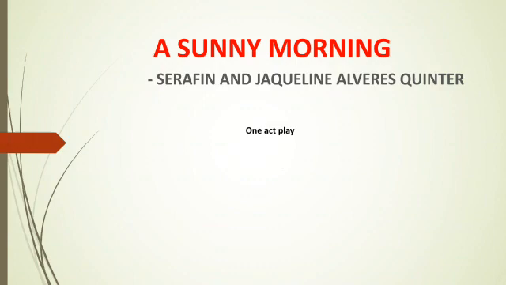The next text, the fifth text, is a one-act play written by Serafin and Joaquin Alvarez Quintero, two Spanish brothers known as the Golden Boys of Madrid Theatre, and they were celebrated playwrights of the early 20th century. Together they wrote about 200 plays, which depict the life, manners, and speech of the people of Andalusia in southern Spain.